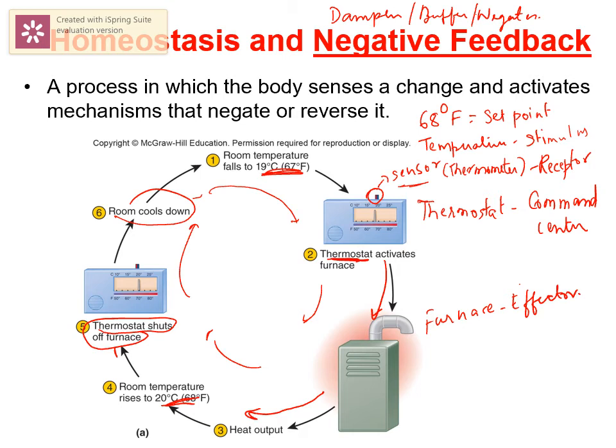Okay, so you can see that if the temperature gets reduced, the furnace kicks in. If the temperature increases, the AC will kick in, right? So if the temperature increases, the effector will become the air conditioner. Okay, so this is called a negative feedback mechanism because the effect gets dampened.